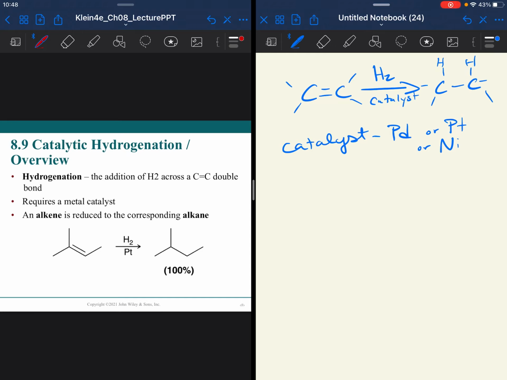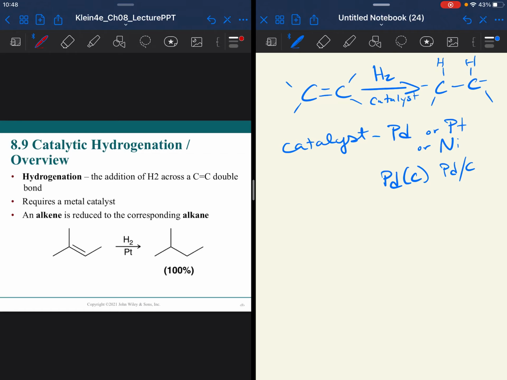One that you might also see pop up in practice problems is going to look like this, or it might even look like this. And that just means palladium on carbon, and it's just a way that palladium is sold. I think maybe it makes it a little bit more stable, but the point is it's still palladium. It's still that metal catalyst.